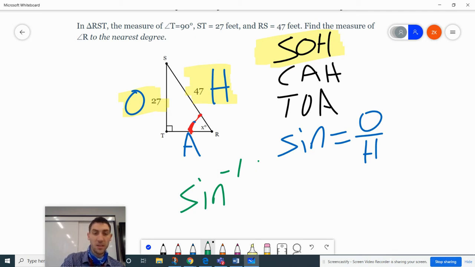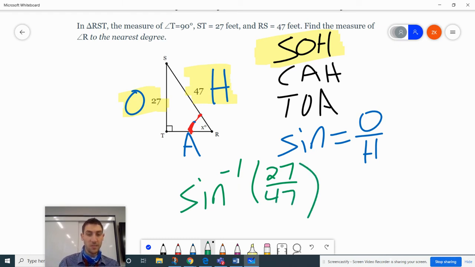So we can say this is the inverse of sine, which is the opposite is 27, and the hypotenuse is 47. So as long as we plug this in our calculator, that's all you have to do. And that'll find, in this problem, we are looking for the angle to the nearest degree.